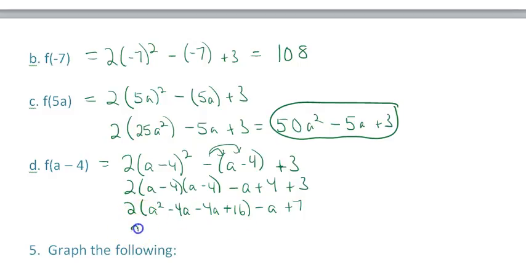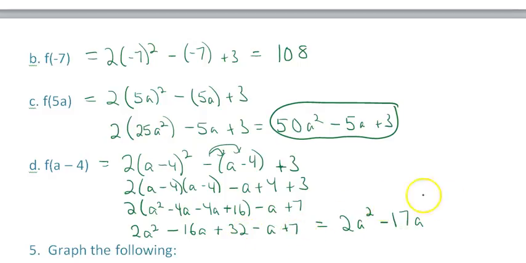Then I'm going to distribute the 2 through. I get 2a squared minus 8a minus 8a. So I'm going to combine those. Get minus 16a. And then plus 2 times 16 will be 32. Bring these down. And then finally, I have 2a squared. I have a negative 16a and a negative a, so that'll be a negative 17a. And then 32 and 7 will be 39. And again, I have a pretty large answer that has a polynomial look to it.